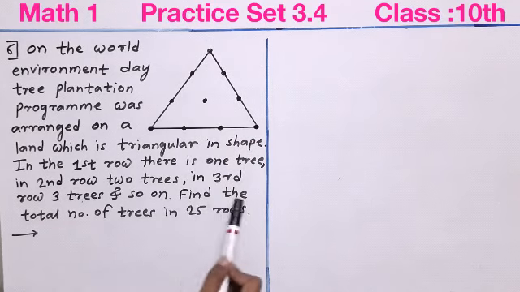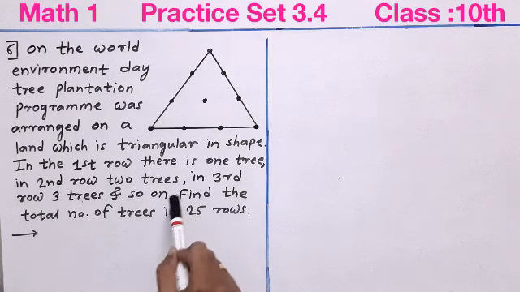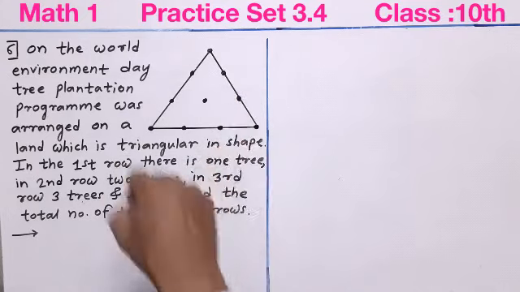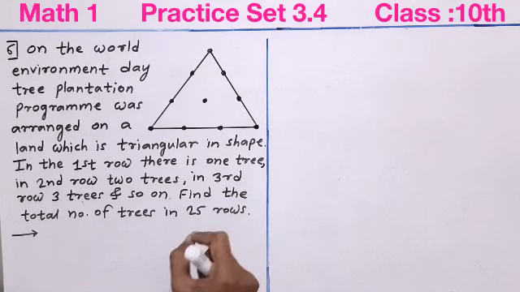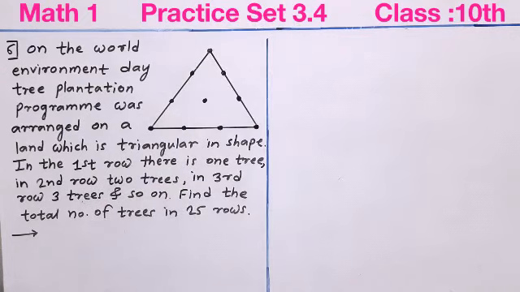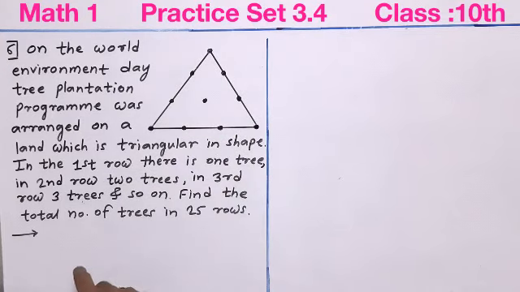So what we have to find out? Find the total number of trees in 25 rows. If in this land there are 25 rows, then how many trees are there in the 25 rows? So if we talk in a symbolic form, what we have to find out? We have to find out the sum of the trees in all the rows. All rows means 25 rows. So we have to find out S25, sum of all the trees in the land, sum of all the trees in each row.